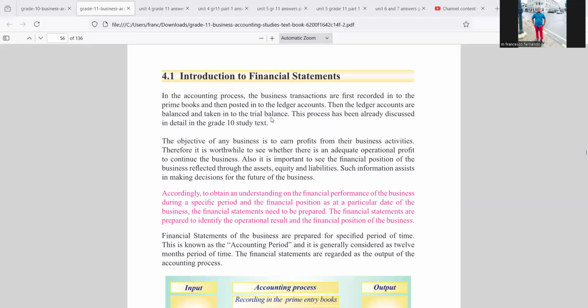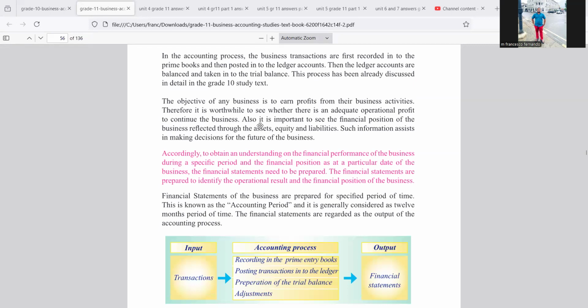So in this recording, I am going to discuss lesson number 4 in grade 11. Here I will give a quick recap on some of the activities from the textbook.